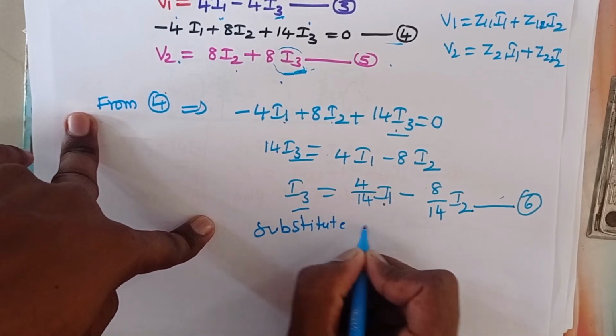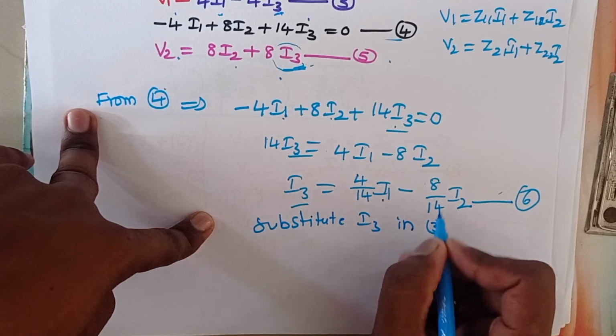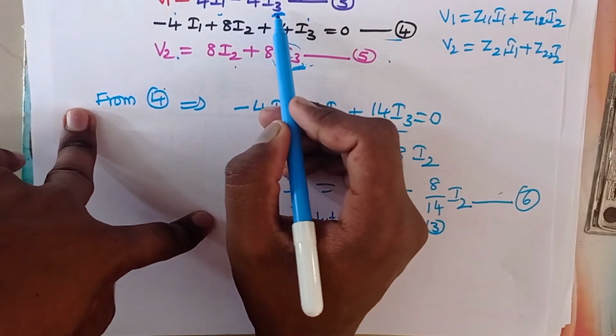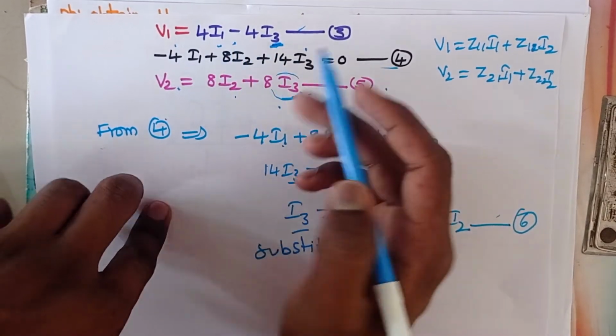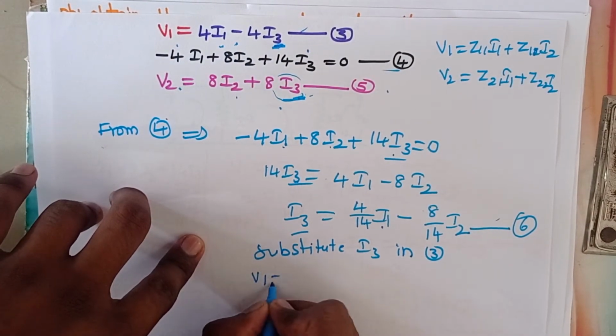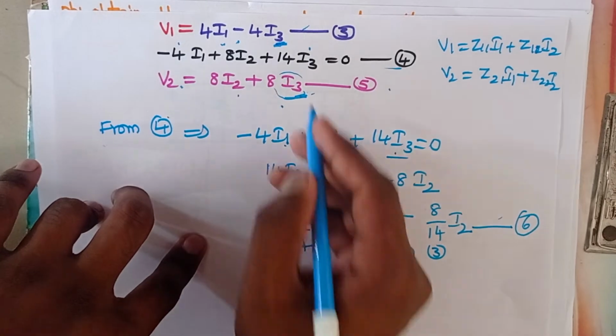Substitute I3 in equation number 3, that is this equation. In equation number 3, V1 equal to 4I1 minus 4I3.